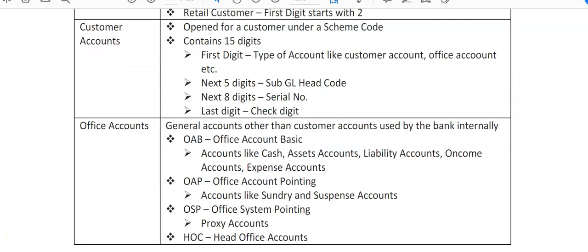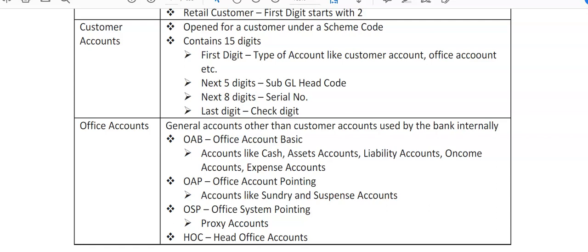So friends, next is customer accounts opened for a customer under a scheme code. It contains 15 digits. It may vary. Some may have 13 digits, 14 digits, or 16 digits as per customization requested by the bank to Infosys. First digit is the type of account, like customer's account, office account.